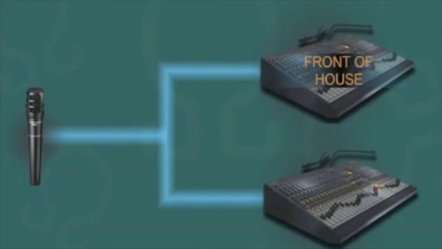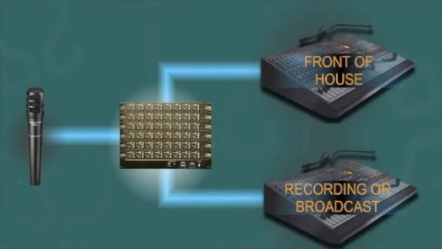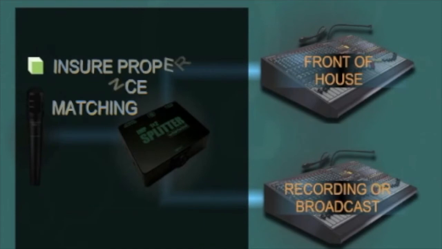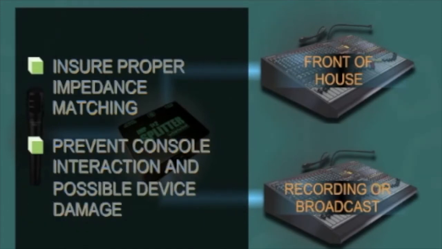When splitting microphone or line-level signals to recording or broadcast mixing consoles, an active splitting network or splitting transformer should be used to ensure proper impedance matching, prevent console interaction, and possible device damage.